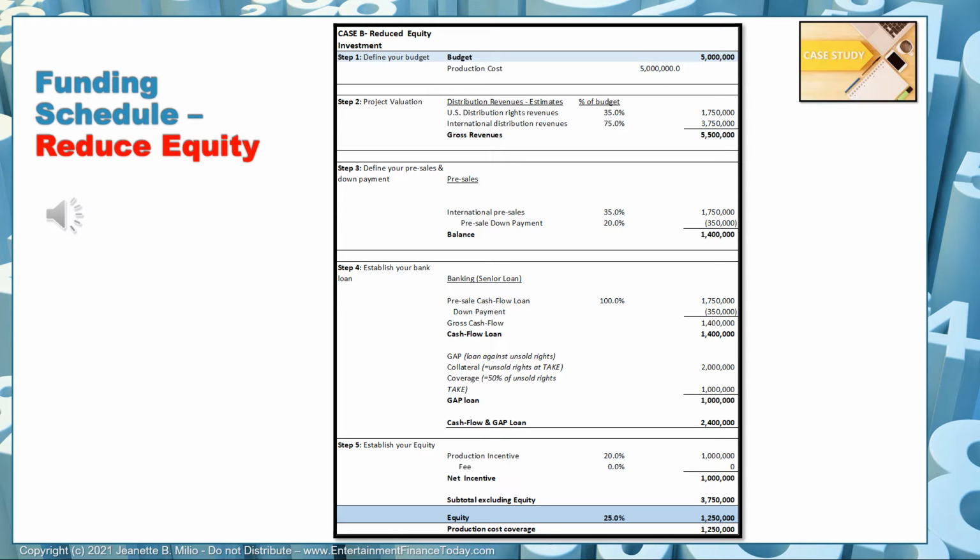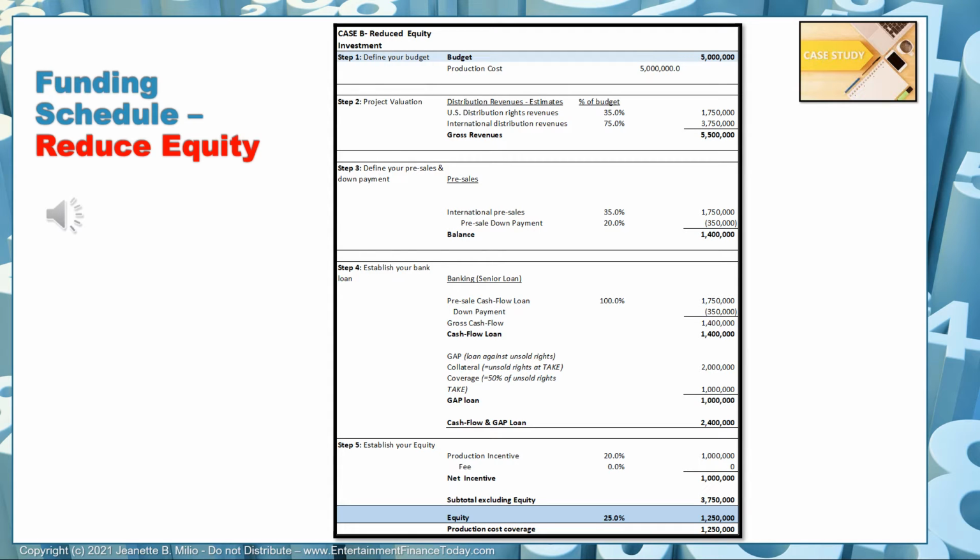And when these distributors agree to pre-buy our film, they will have an installment in their contract. Installment payments that dictate a down payment that is due at the very time the distribution agreement is signed, and the balance is due when the film is delivered to the distributor. So in this case, 20% of the distribution license fee is being paid by the distributor at the very moment they sign the agreement. So that is 20% of $1,750,000, which is $350,000.